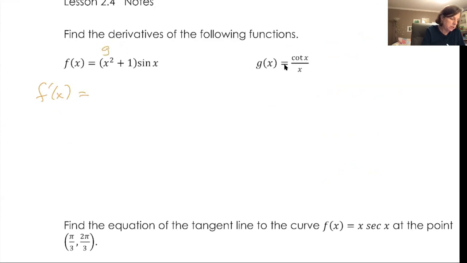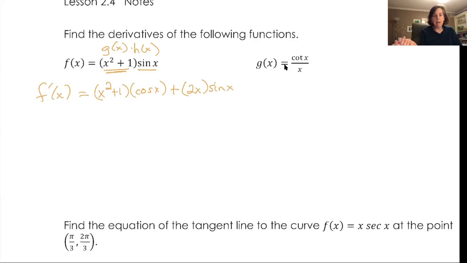It's just two functions, let's say g of x and h of x, being multiplied. So I'm going to be using my product rule. If I leave the first function, x squared plus 1, alone, the second function is sine x, its derivative is cosine x, plus, now I'm going to take the derivative of the x squared plus 1, which is 2x, and then I leave the sine x. Again, not particularly pretty, but hey, it is my derivative, and that's it. There's really not much more I can do with that.